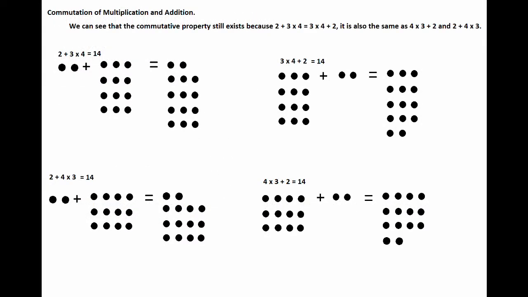Now we can see that the commutative property still exists because 2 plus 3 times 4 is equal to 3 times 4 plus 2. It's also the same as 4 times 3 plus 2. And 2 plus 4 times 3.